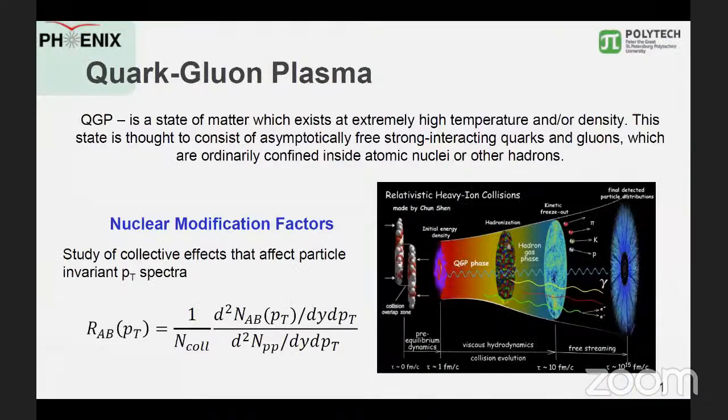As was mentioned already in previous talks, one of the main ways to explore QGP is investigation of hadron production in heavy ion collision systems. The simplest way to establish and study collective effects in heavy ion collisions is measurement of nuclear modification factors, which are a quantitative characteristic of the difference in hadron production in heavy ion collisions and proton-proton collisions.